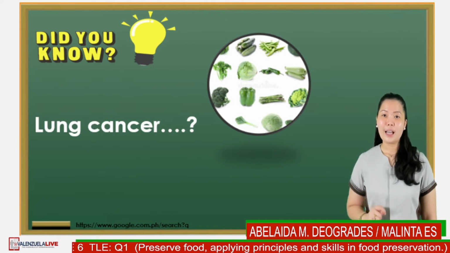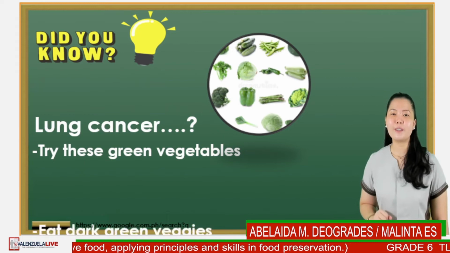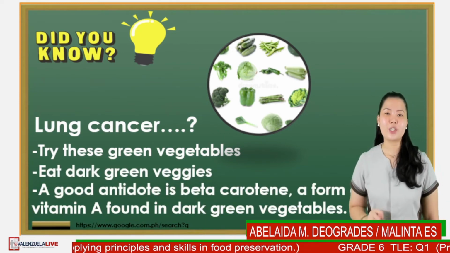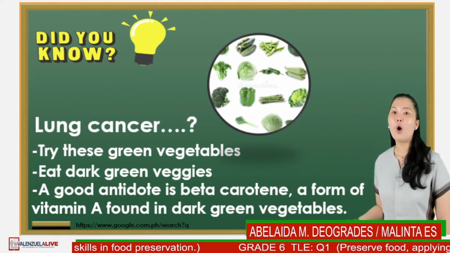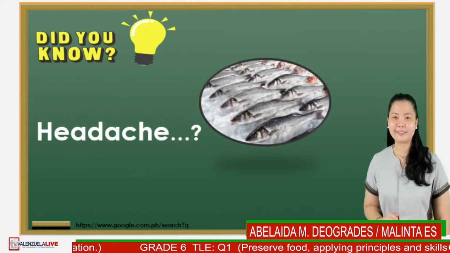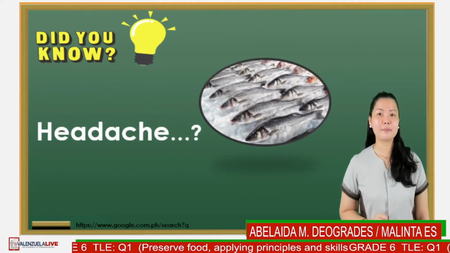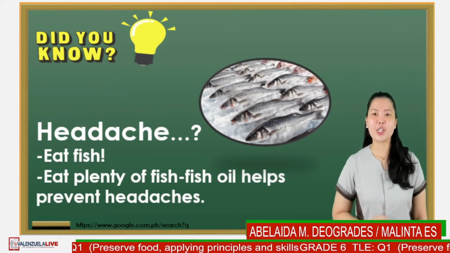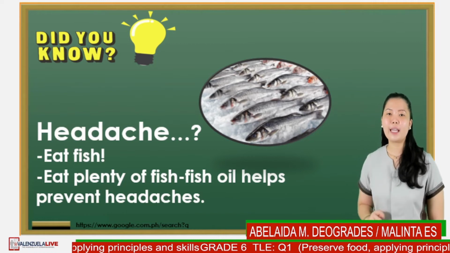Did you know? Lung cancer? Try these green vegetables. Eat dark green veggies. A good antidote is beta-carotene, a form of vitamin A found in dark green vegetables. And did you know? Headache? Eat fish. Eat plenty of fish. Fish oil helps prevent headache.